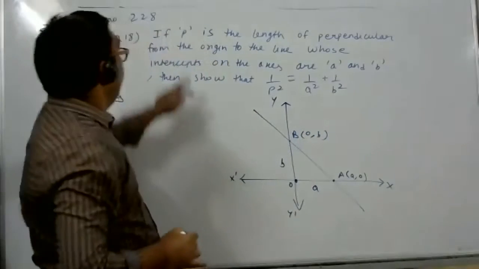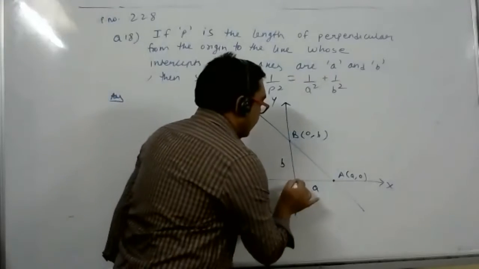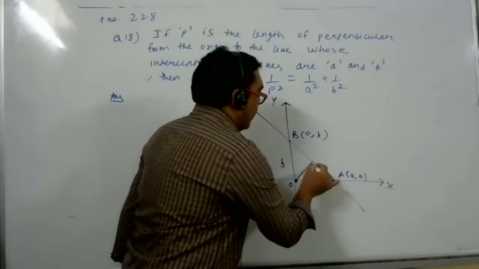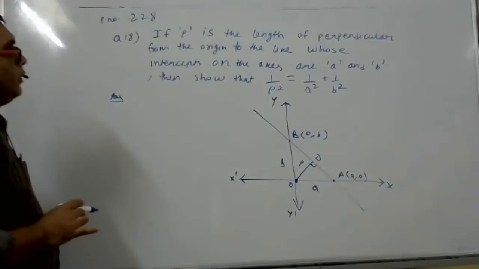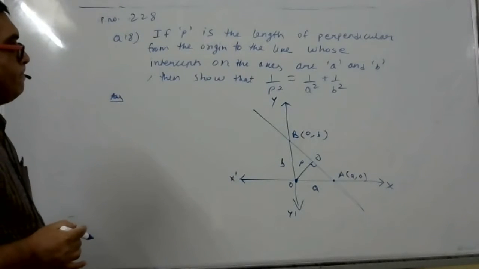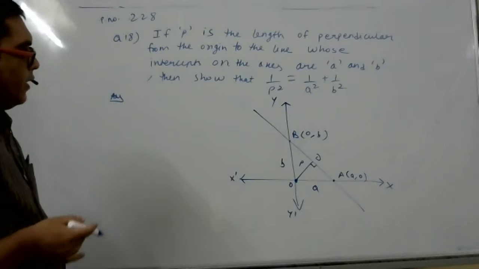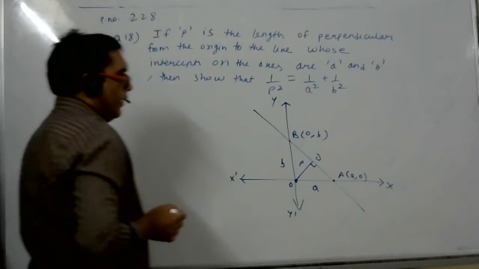And P is the length of perpendicular from origin to the line. So P is the length of perpendicular. Then we have to prove this one. So how to prove, tell me? Sir, I'll say a simple method. We have done this type of sum now, no? Sir, we need to use simple mathematics. Tell me the simple method.